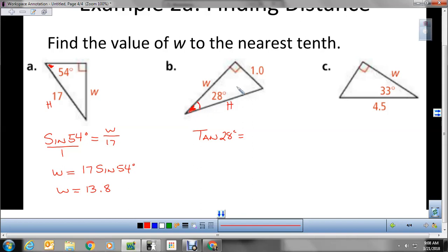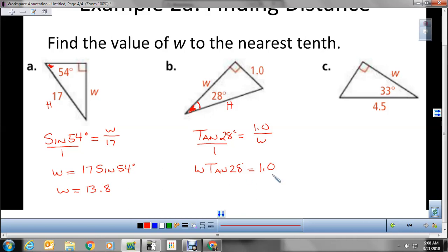So the opposite of this is going to be the 1.0, and the adjacent is going to be the W. It's the side that's next to the angle, but not the hypotenuse. So tangent of 28 is equal to 1.0 over W. Once again, we'll put it over 1, and we'll cross multiply. Now notice in this one here, the variable that we're looking for is in the denominator. Over here it was in the numerator. So we have to do an extra step for this one, because when we cross multiply, we get W tangent 28 equals 1 times 1.0.